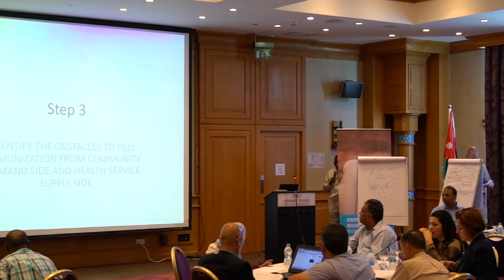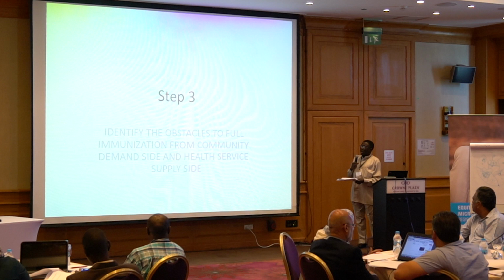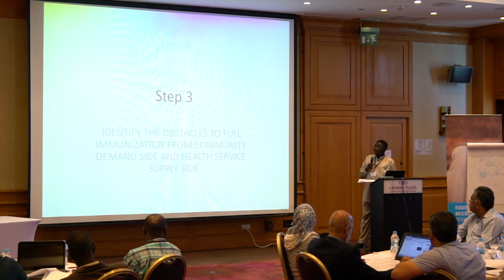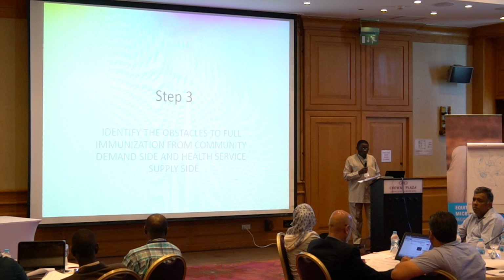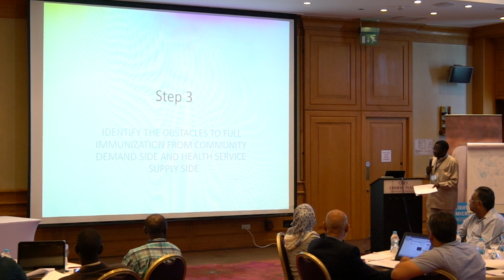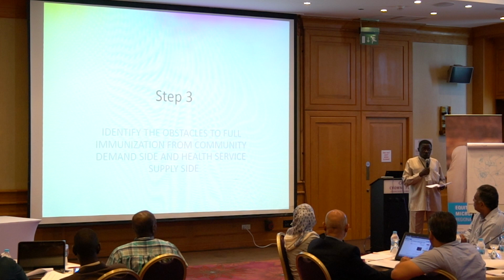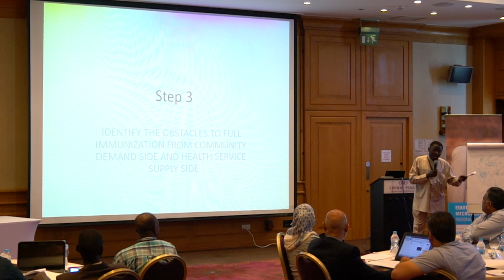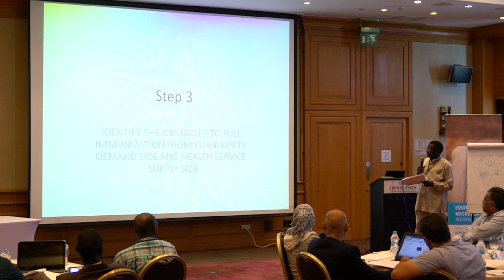Step three is we need to identify obstacles to full immunization from the community demand side and health service supply side. All we know and what we are very sure of is that community is not properly served. Few children are vaccinated in that community. Either we use the card checks and we move on, but we know that community is not well covered. So our challenge is to know why they are not vaccinated, and then we come out with the solutions.